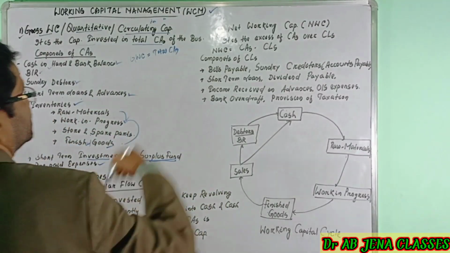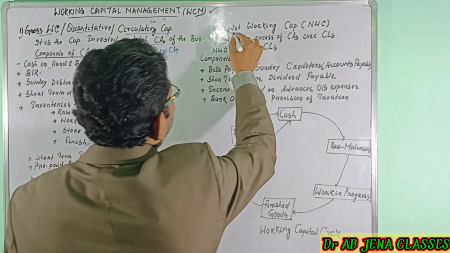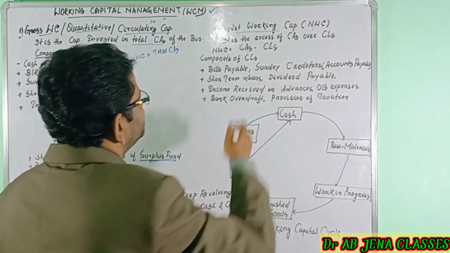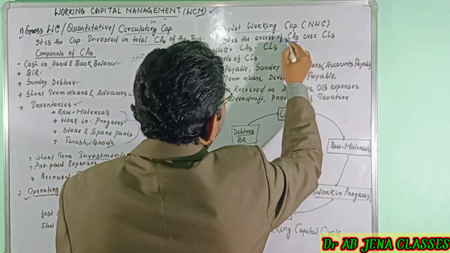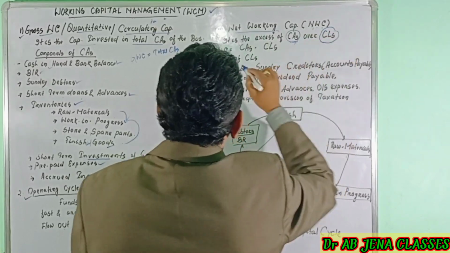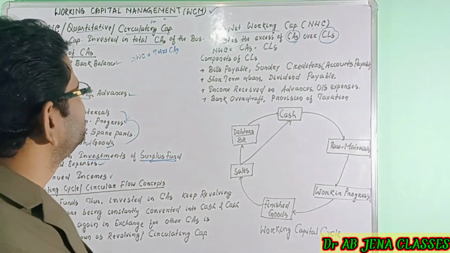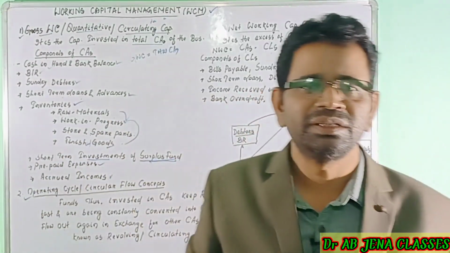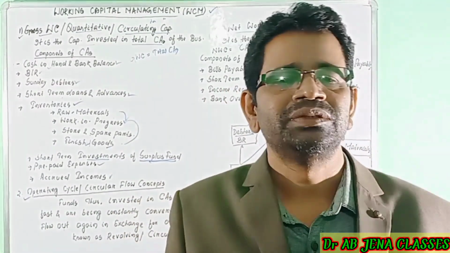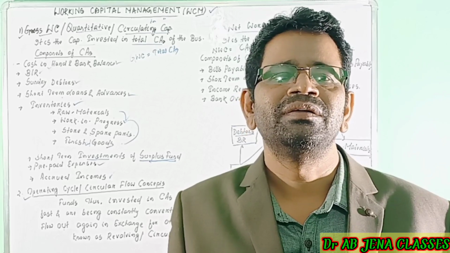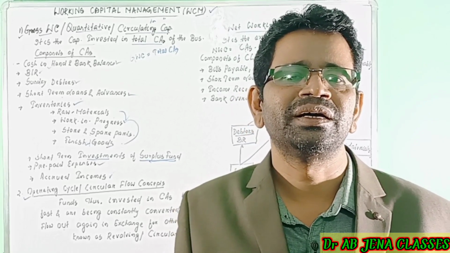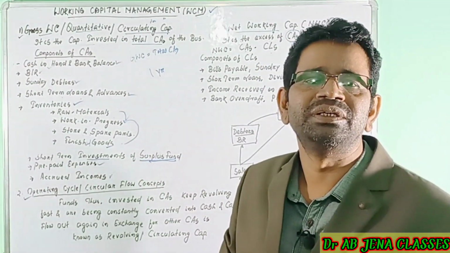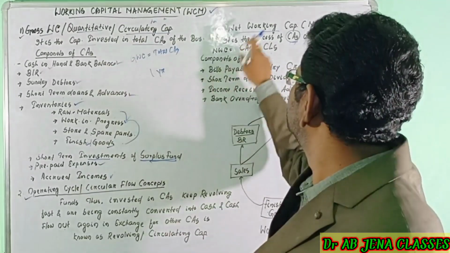Come to the second part: the net working capital, NWC. It is the excess of current assets, CA, over current liabilities, CL. In a mathematical equation, net working capital is equal to current assets minus current liabilities. Current assets are those assets which are converted into ready cash within an accounting period, meaning within 1 year, without much difficulty in order to pay the current liabilities.